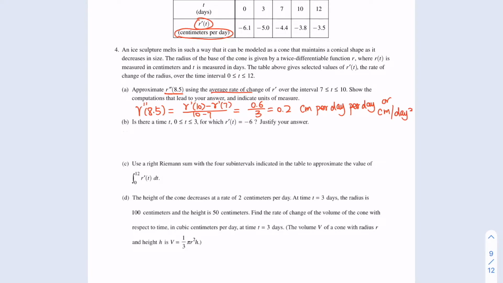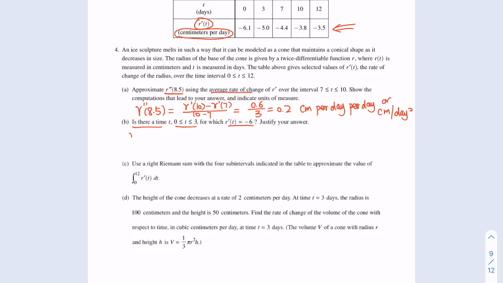Part B, is there a time between 0 and 3 where r prime equals -6? Because the function r prime itself is not given, just some values of r prime, we know we are going to use the big theorems like the mean value theorem or the intermediate value theorem.